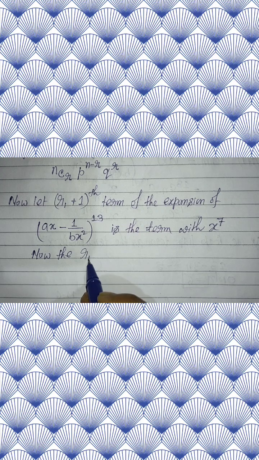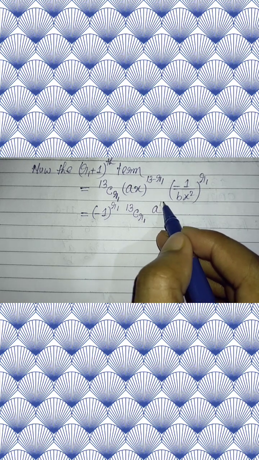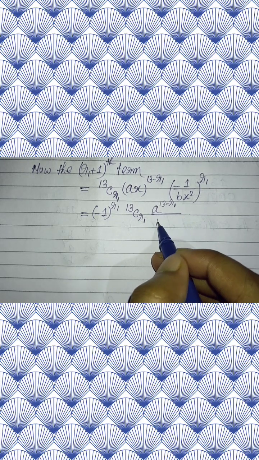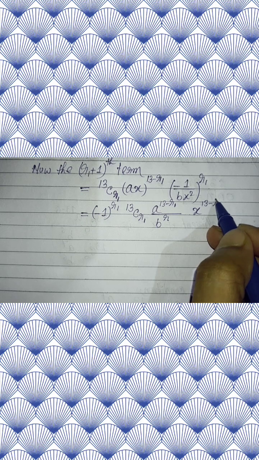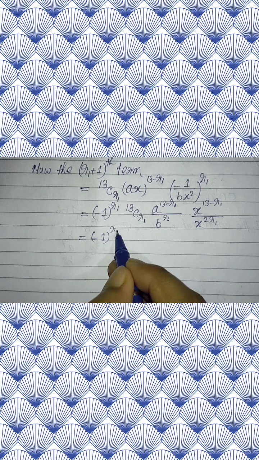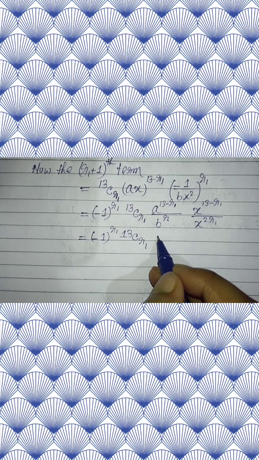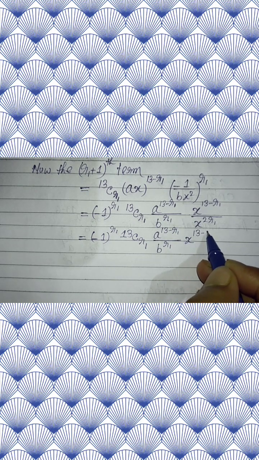Now the (r1+1)th term equals 13Cr1 (ax)^(13-r1) (-1/(bx^2))^r1, which is equal to (-1)^r1 13Cr1 a^(13-r1) divided by b^r1, times x^(13-r1) divided by x^(2r1), which becomes (-1)^r1 13Cr1 a^(13-r1) divided by b^r1 and x to the power 13 - 3r1.